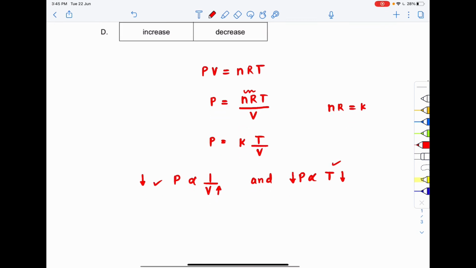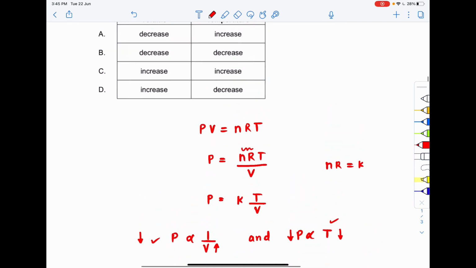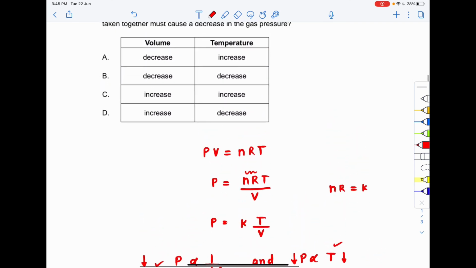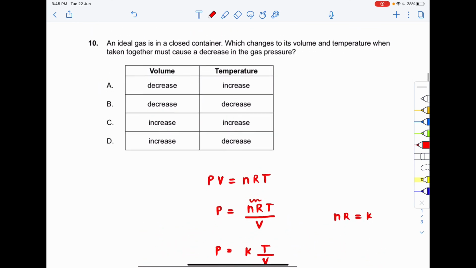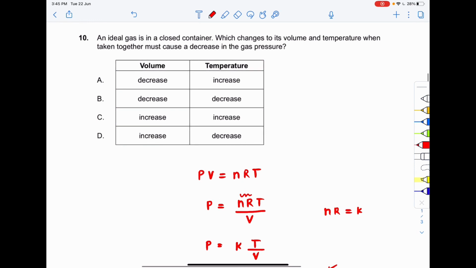So when the volume increases and the temperature decreases, pressure will decrease. So for pressure to decrease, the volume must increase and the temperature must decrease. So the correct option to your question number 10 is option number D, that volume must increase and temperature must decrease. I hope you got the question.